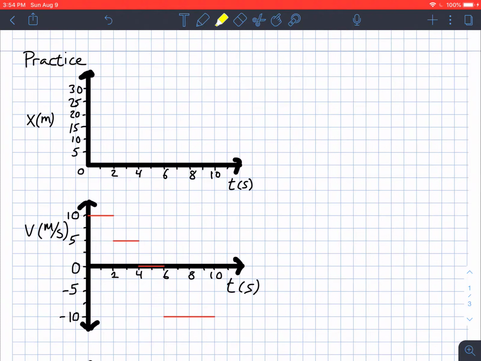Alright, so you did it. You made a position versus time graph. Let's see if you made it the same way as me. So, we're going to come down here, and I'm going to do this using the area method, because the area method is just a little bit better. So, we've got ourselves a rectangle here. The width is 2, the height is 10, 2 times 10, that's an area of 20. So, starting from 0, in those 2 seconds, I go up to 20.